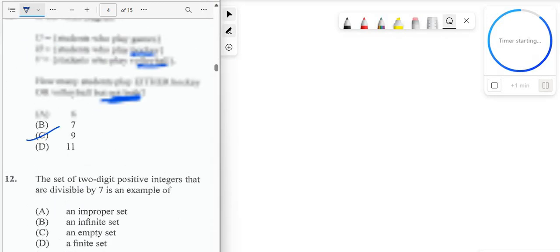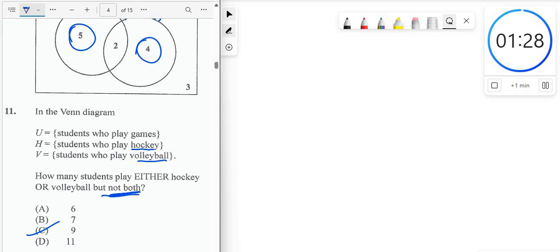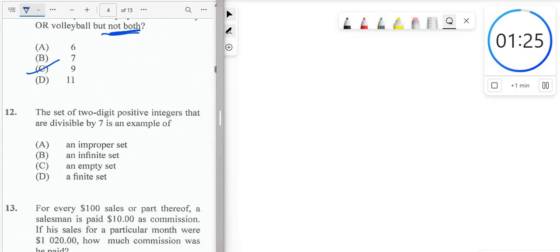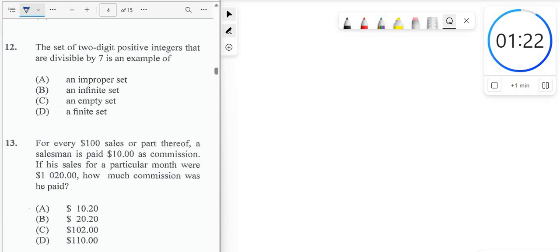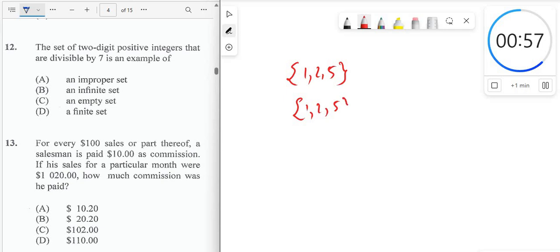All right, so now we're going to look at question 12. It says here, the set of 2-digit positive integers that are divisible by 7 is an example of which type of set? Improper means that it's a set of itself, right? If you have a set and it's a subset of itself, we say it's an improper subset. For example, if we have the set with elements 1, 2, and 5, then 1, 2, and 5 is an improper subset of the set 1, 2, and 5.